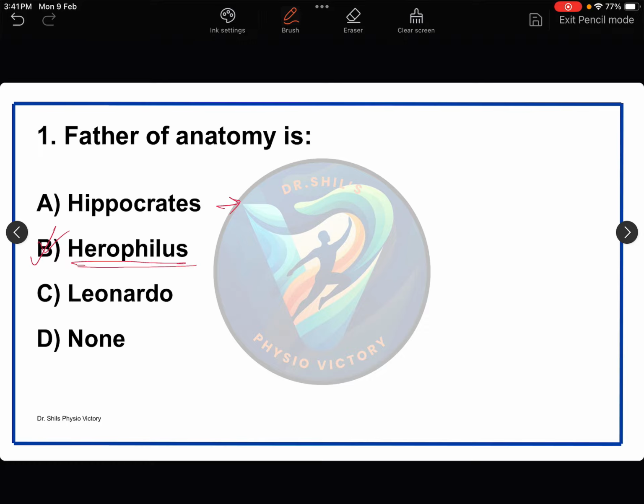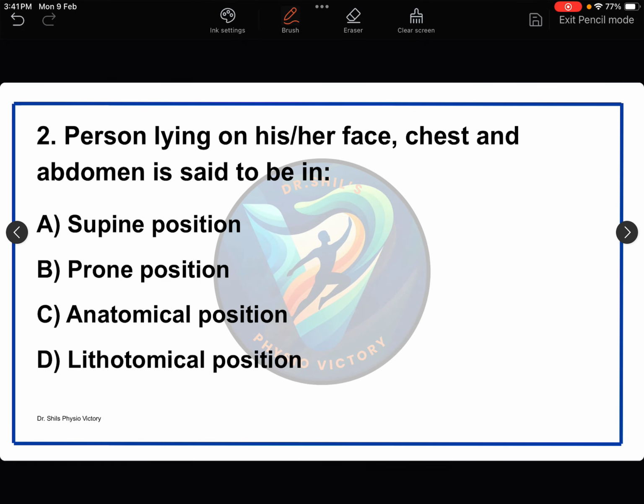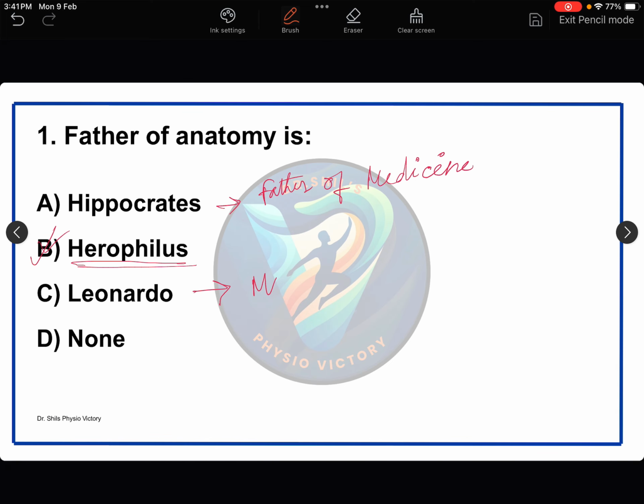Hippocrates is the father of medicine and Leonardo basically made anatomical drawings.